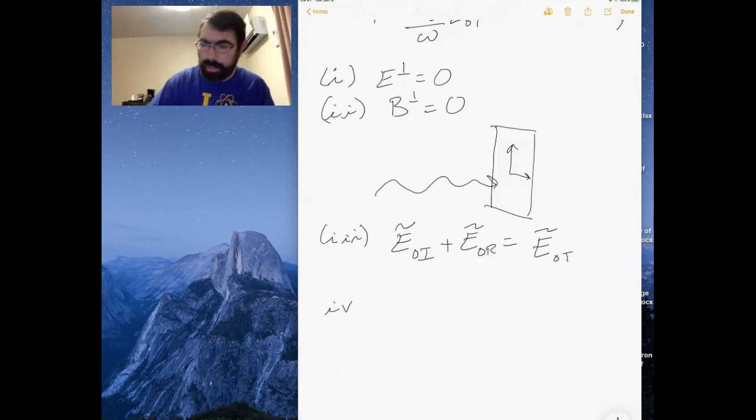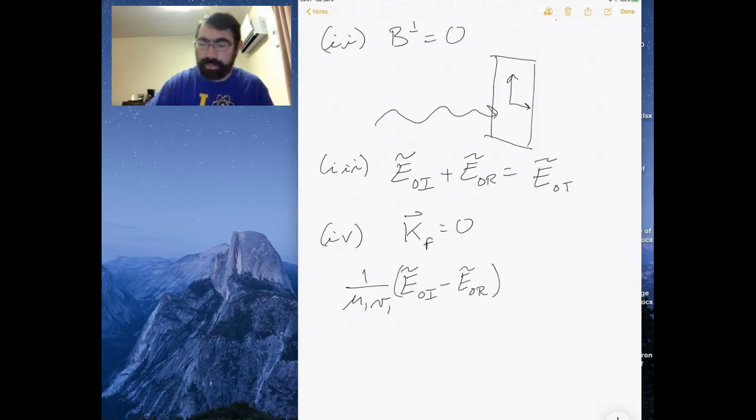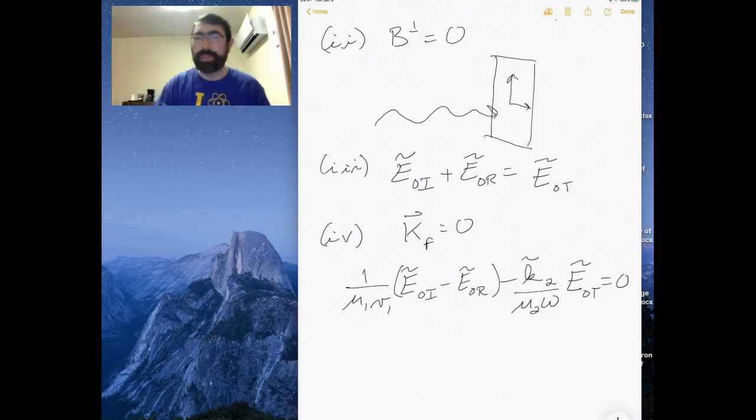And since there is no, let's see, from the first boundary condition, if there is no perpendicular component, then that's going to imply that there is no free charge on the surface, which means there's no free current, which means that if I write this now in terms of electric fields instead of magnetic fields, what I get is 1 over mu1 v1, the difference in the electric fields for the incident and reflected, minus k2 tilde over mu2 omega, the amplitude of the transmitted wave.